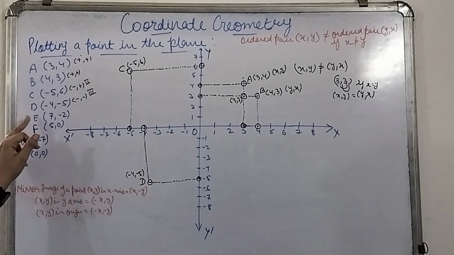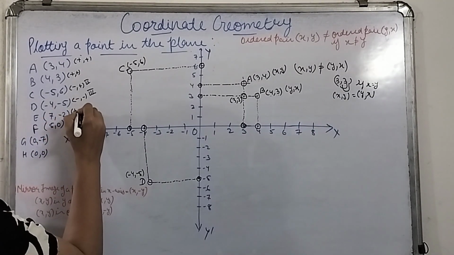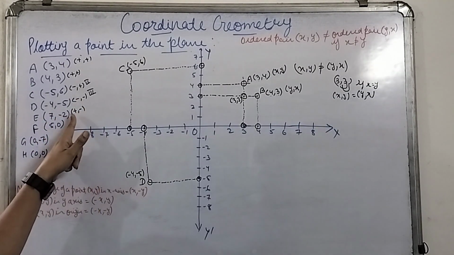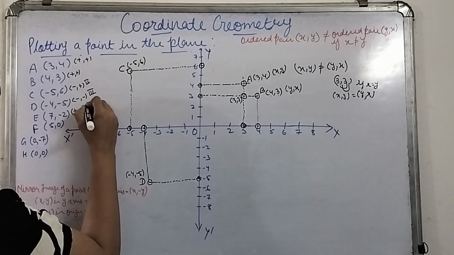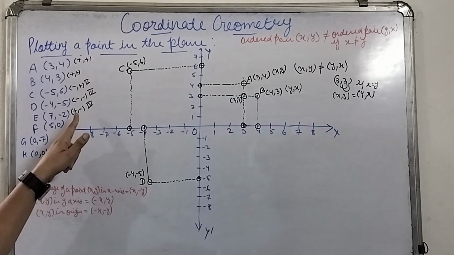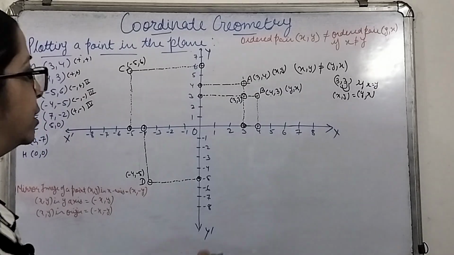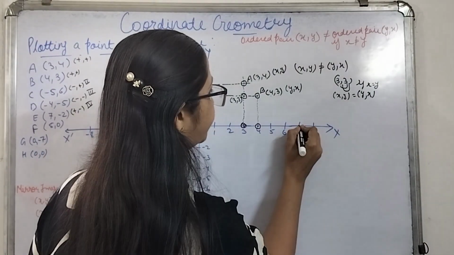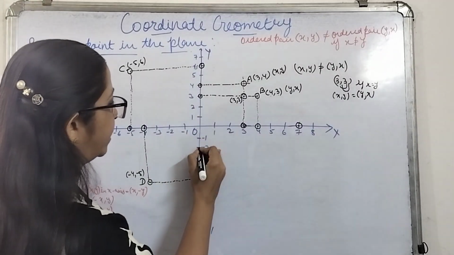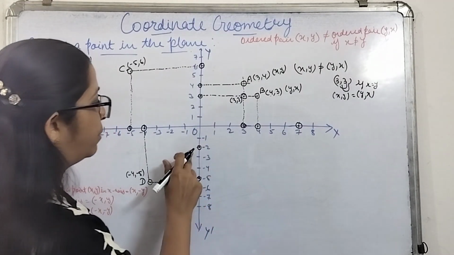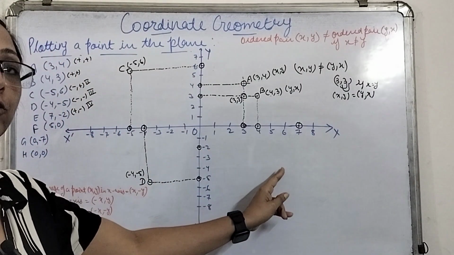Now the point E, that is (7, -2). So this is of the form (plus, minus). That means x is positive and y is negative, and this type of point lies in your fourth quadrant. So x is +7, so x = 7 here, and y is -2. Y is -2, this is your negative y direction, -2. So the point will lie in the fourth quadrant.